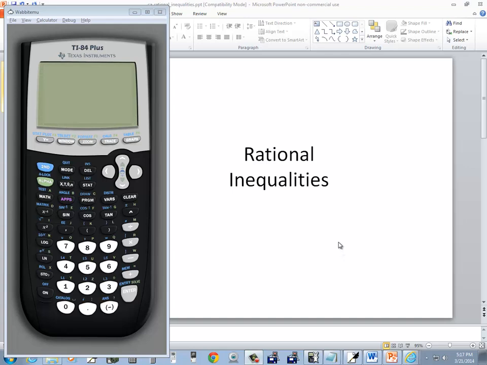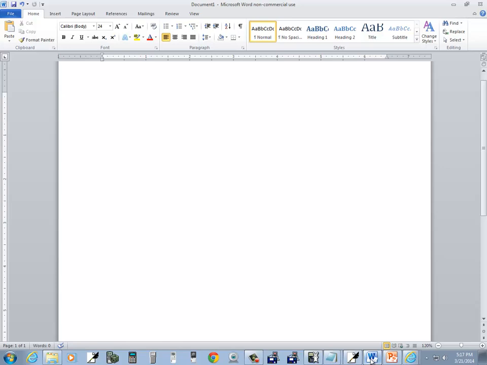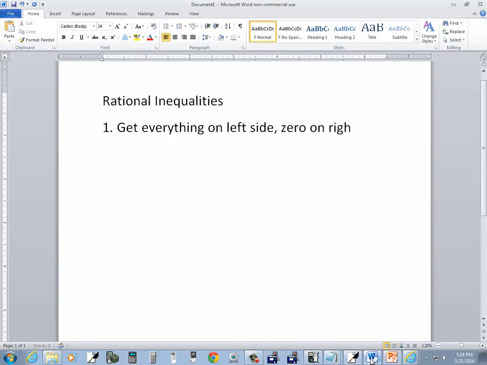Let's take a look at solving rational inequalities with the help of the TI-84 Plus calculator. Let's write our steps down first. So, rational inequalities. Step 1, get everything on the left side, 0 on the right side.